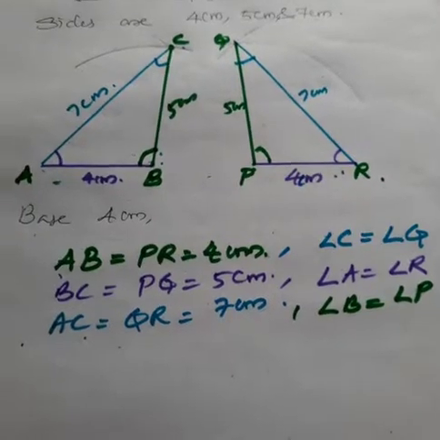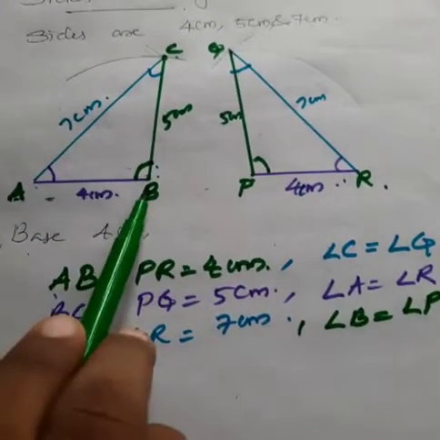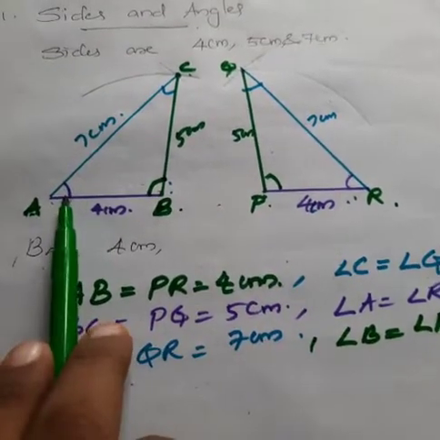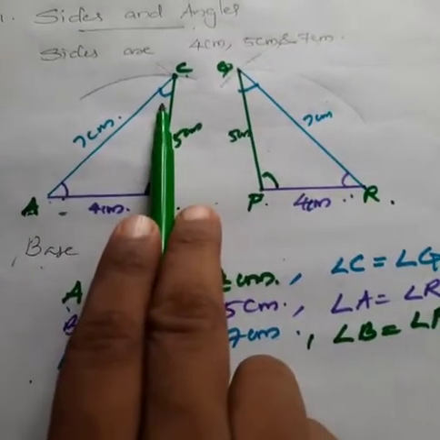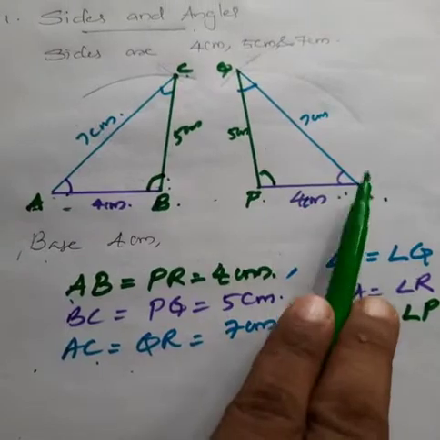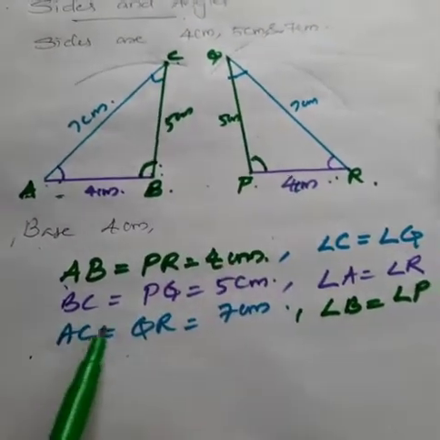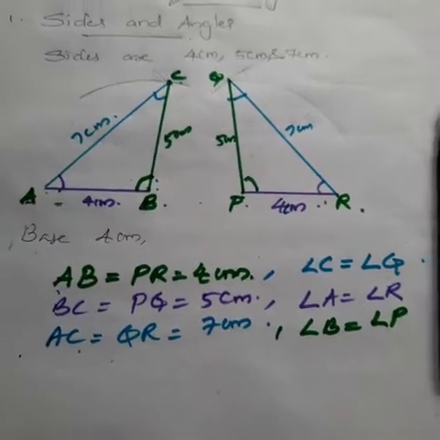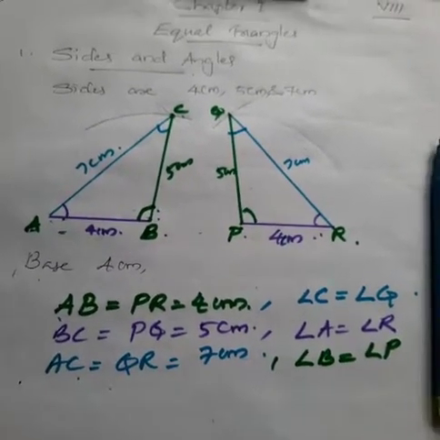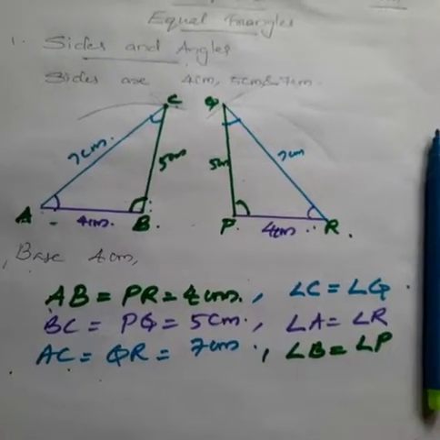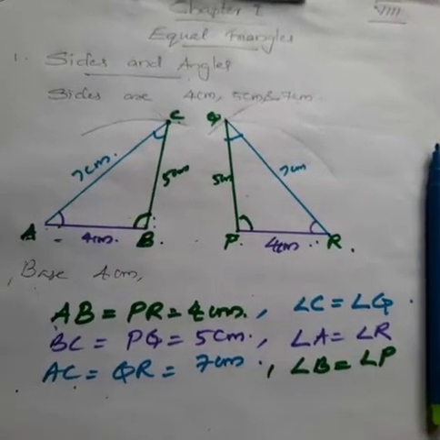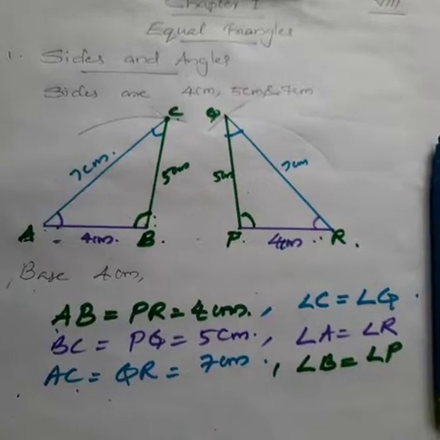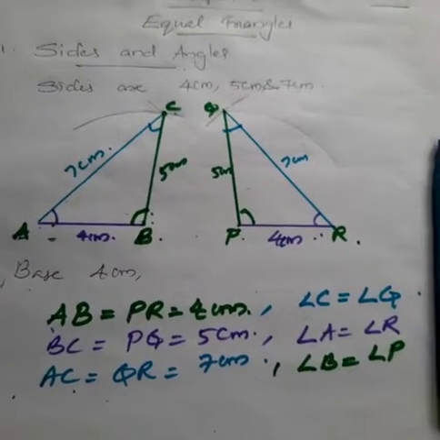That means here AB is the equal side, and the corresponding equal side is PR. So the opposite of AB is angle C, and the opposite of PR is angle Q. Like this you have to complete it. So if the sides of a triangle are equal to the sides of another triangle, the opposite angles are also equal. That is the principle, and this is the first topic in the lesson.